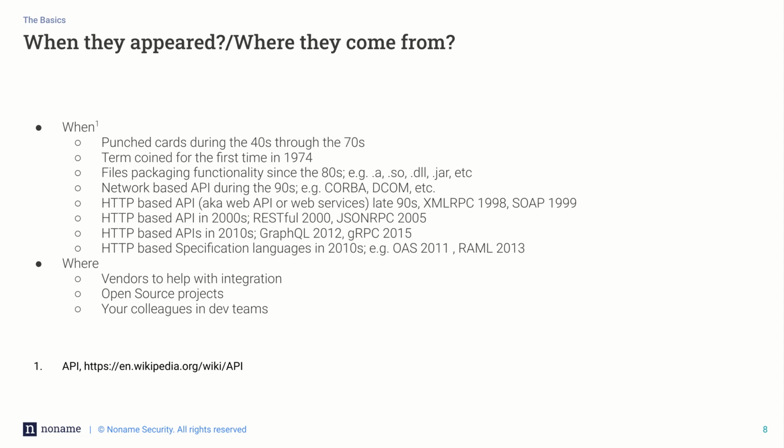Open source projects, tons of them. Your colleagues in developer teams, right? So they build their own set of APIs to facilitate, I don't know, the next greatest feature and so on. And if you don't believe me, go to Wikipedia, right? You'll see exactly what I'm mentioning right here.